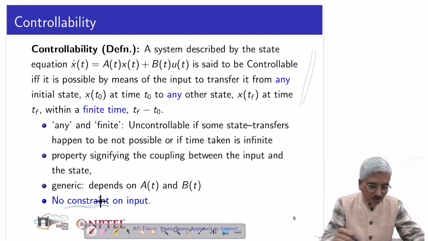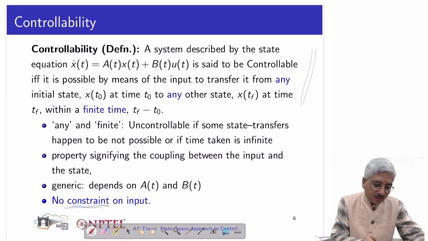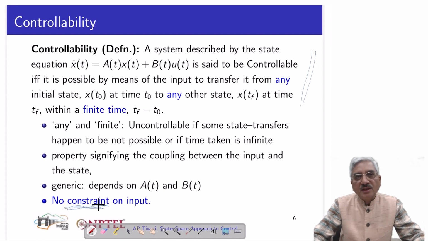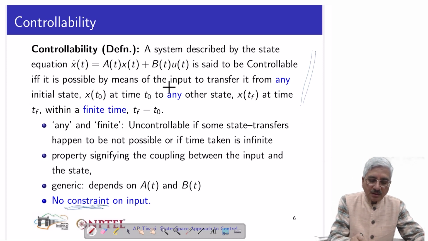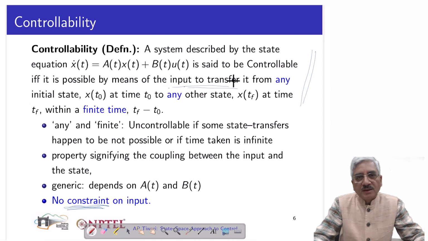But in this case, when we discuss controllability, we don't think about any of such constraints. Neither the magnitude of the input is limited, nor its rate of change is limited. So it is only some kind of input that has to exist, some kind of input variation that has to exist to achieve the state transfer. And then the system will be considered as controllable.